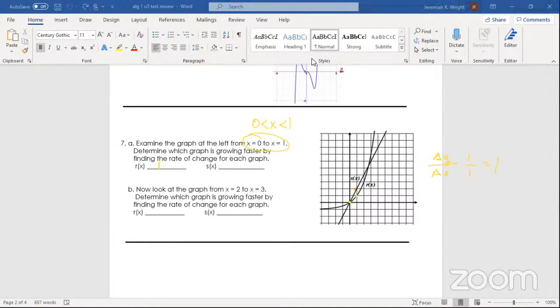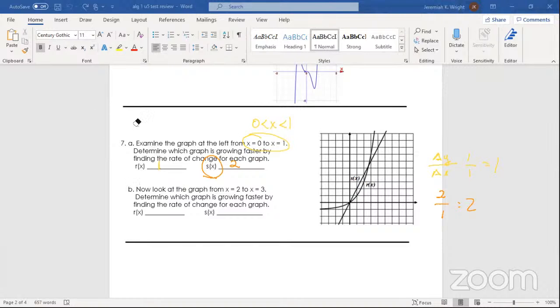Okay, so now let's look at the straight line rate of change. We go up 1, 2 for the change in y, and the change in x is only 1. So that translates to 2. So which rate of change is going to be larger, which graph is growing faster? It's going to be the s function, or the linear function, right? Okay, well, now I'm going to erase these. Let's look at the next question.